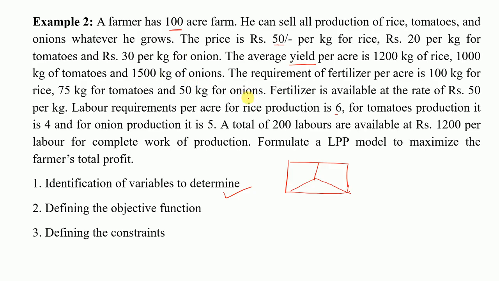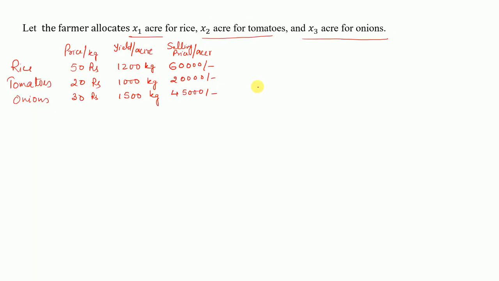Now what is another information which is given to you? The requirement of fertilizer per acre is 100 kg for rice, 75 kg for tomatoes and 50 kg for onions. So here we can write as requirement of fertilizer.